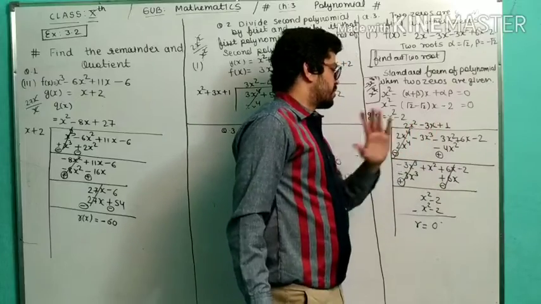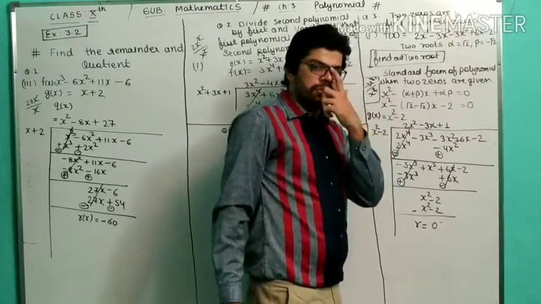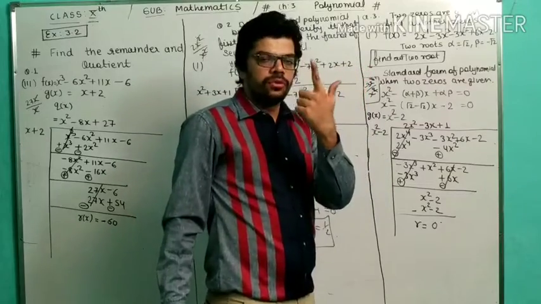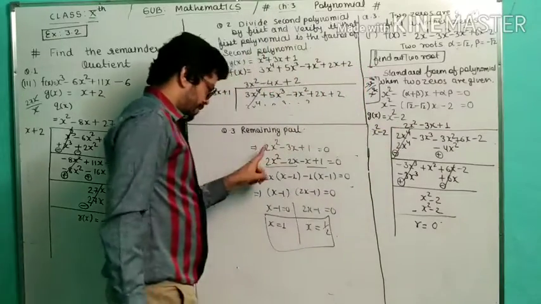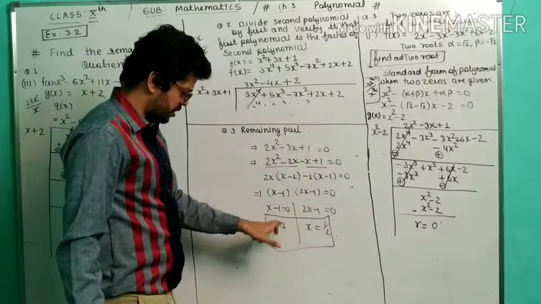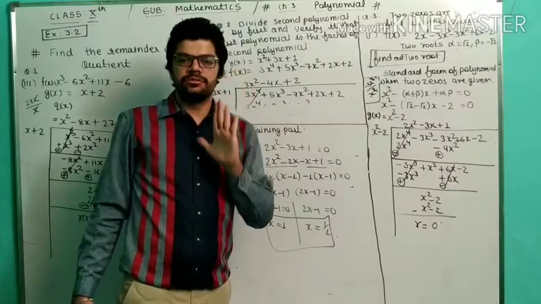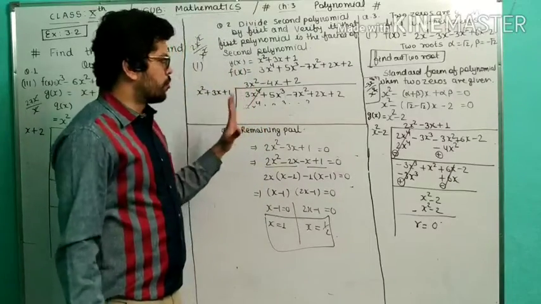The question will give you the remaining 2 zeros, and you have to do factorization. So 2x square minus 3x plus 1, I did factorization. Finally I got the answer x is equal to 1 and x is equal to 1 by 2. I hope you understood.